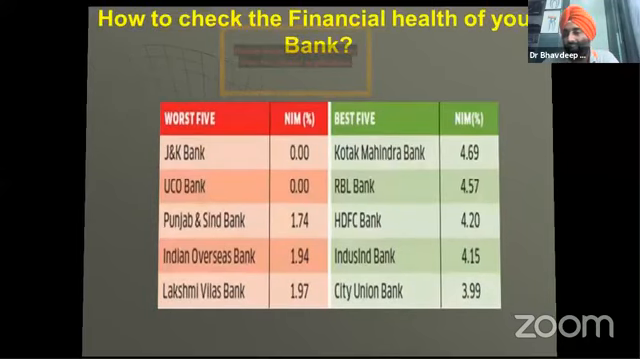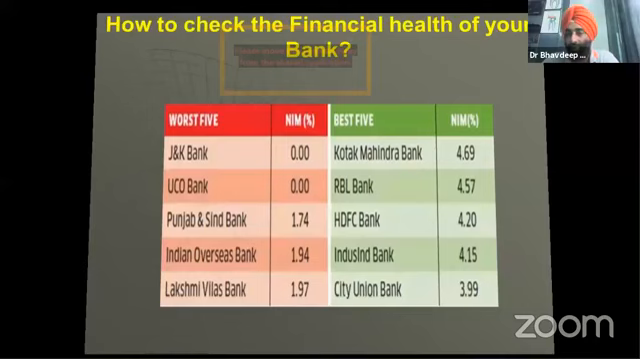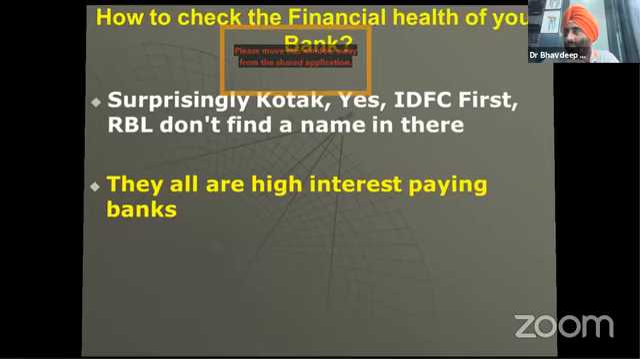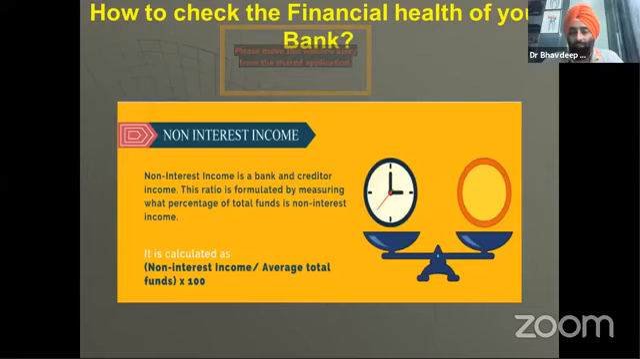They are not exactly very high lending banks. They are posting profits. Kotak is one of the banks with the healthiest figures in almost every ratio, even the capital adequacy ratio. But yes, it has a limited lender base. So these are all interest-paying banks. Non-interest income is another bank income, and it is measured as a percentage of total funds: non-interest income divided by total funds.